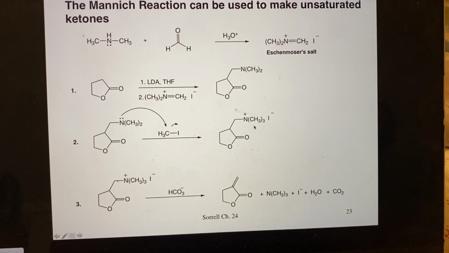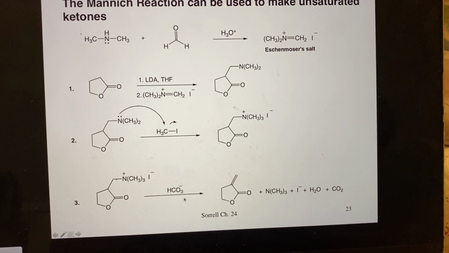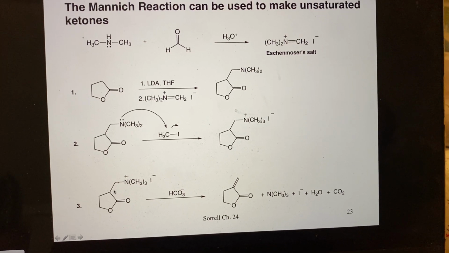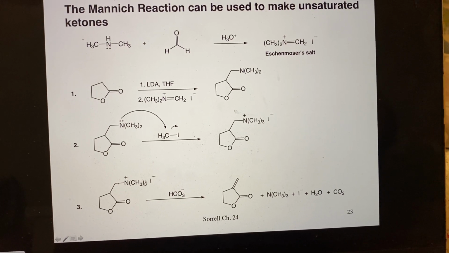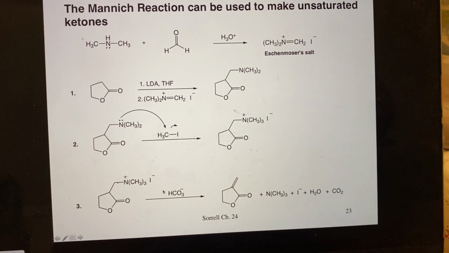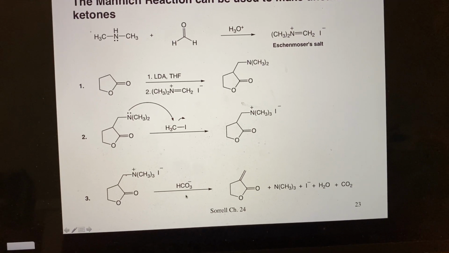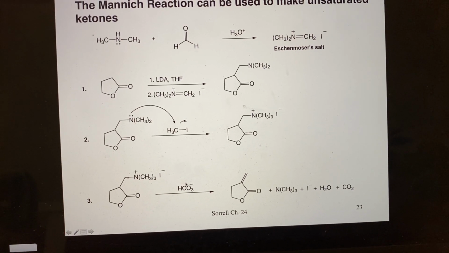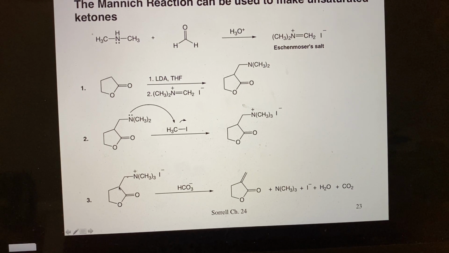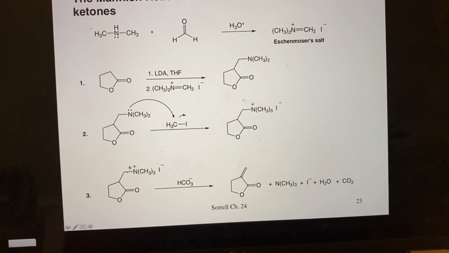All right, now notice that I take a mild base. It's such a good leaving group, and this proton is relatively acidic because this is a good leaving group, and this proton is adjacent to a carbonyl here. All I need is to use bicarbonate. Bicarbonate will come in and abstract this proton. Once this proton is abstracted, that electron pair comes here and eliminates this guy.